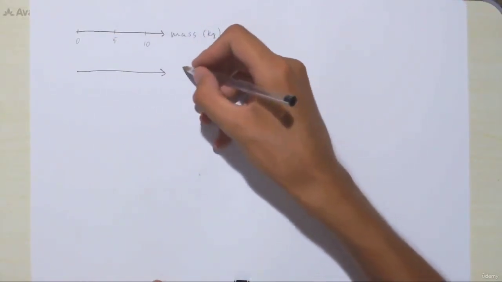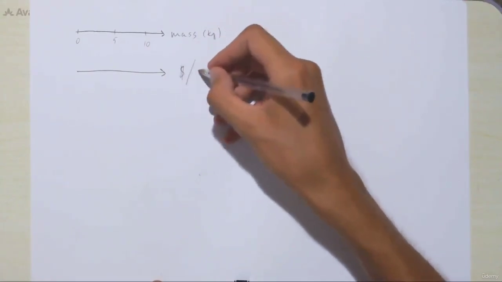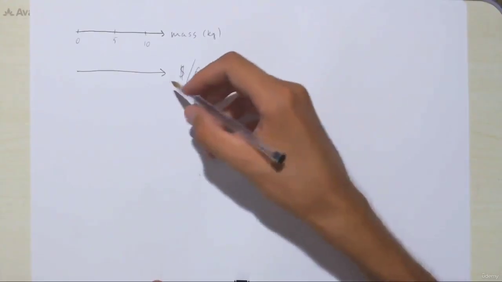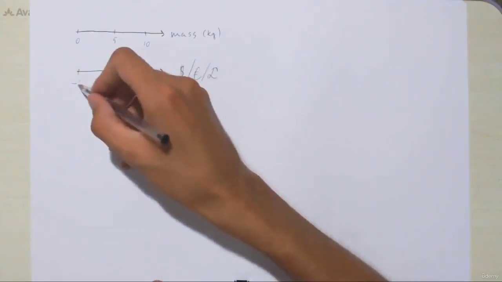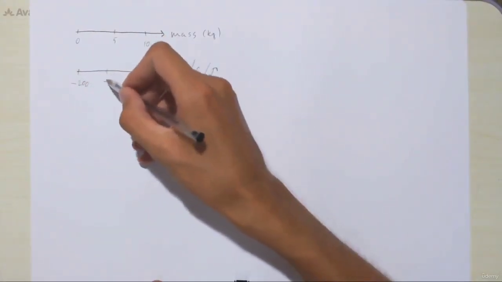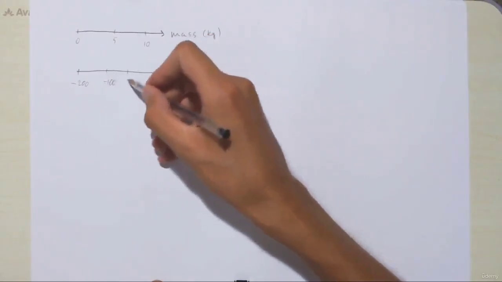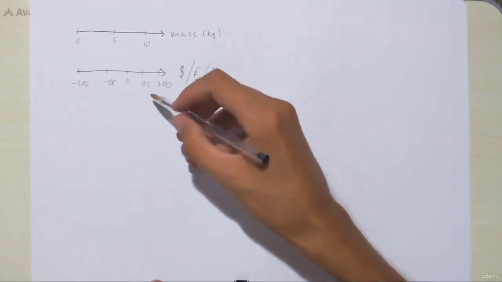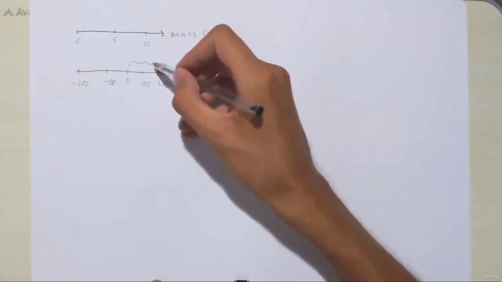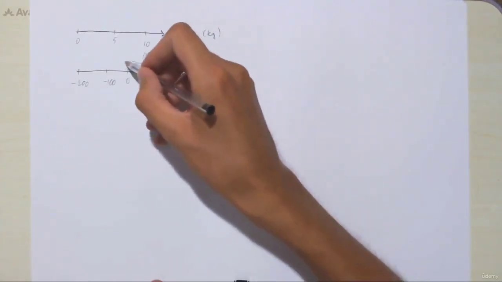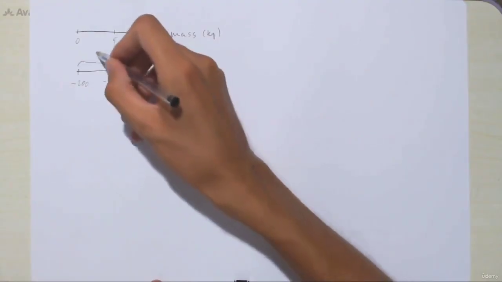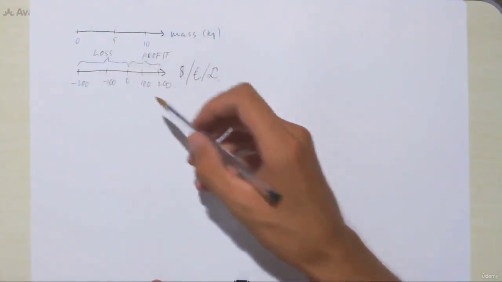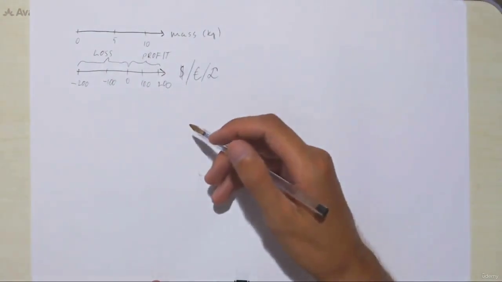Or another thing would be, for example, money. We could have dollars or euros or pounds. And then again, we could have minus 200, minus 100, 0, 100, 200. Here you would have something like profit, and here you would have something like loss, or how much money you have and your debt, like whatever your context is.